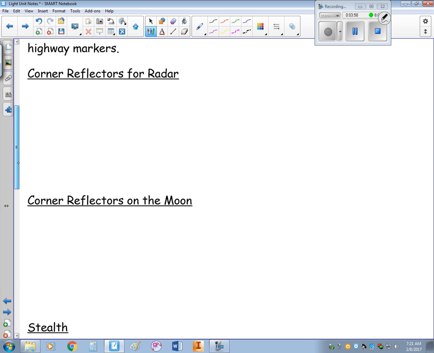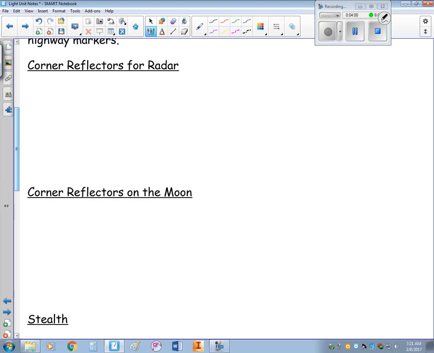Now, one application for corner reflectors also is for radar. Radar is a form of light. It's just that it's at a frequency that we can't see. But radar behaves a lot like light. So what we do is we put corner reflectors near airport runways to help the pilots locate it.